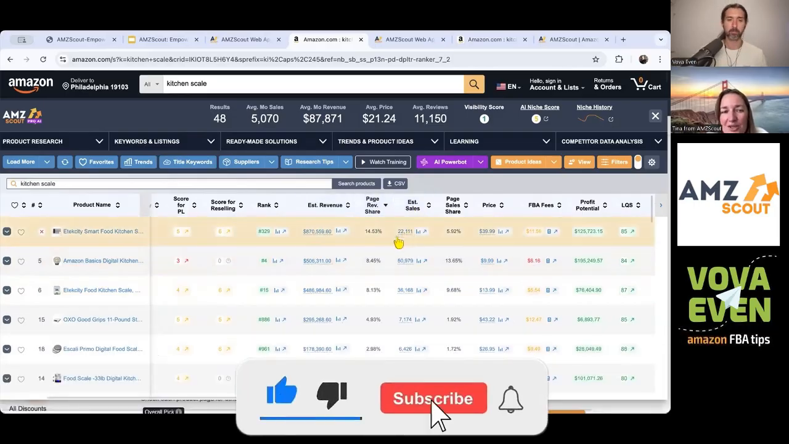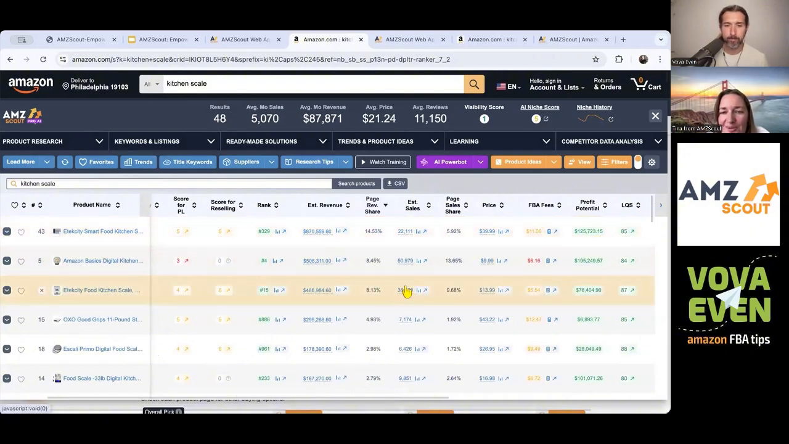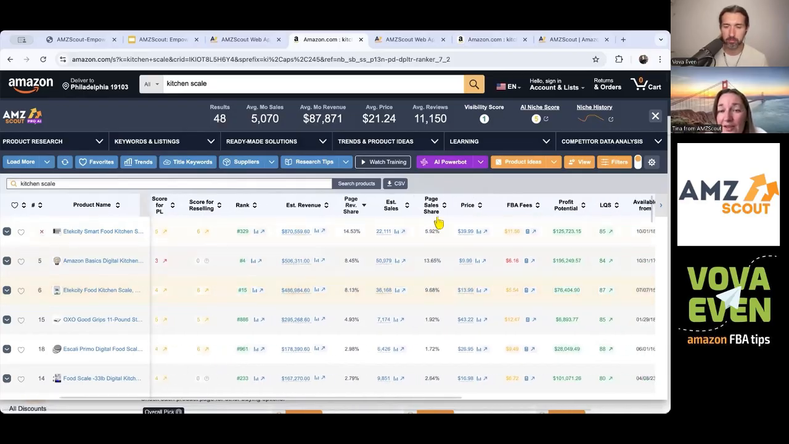Oh, well, we see the same as the estimated revenue, estimated sales data. That just means that 22,000 items were sold by this brand over the past month, plus this amount because it's also the same brand. And again, page sales share.